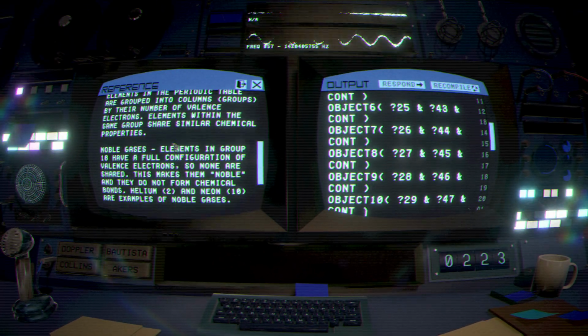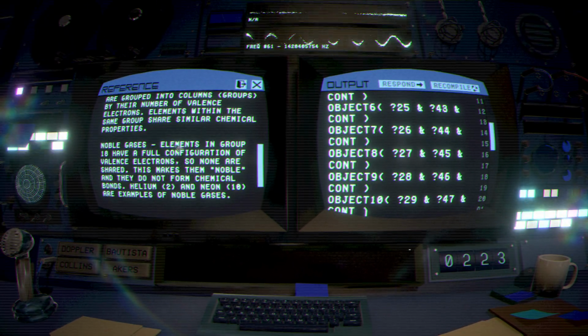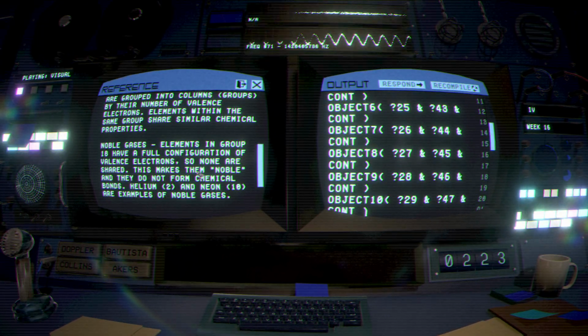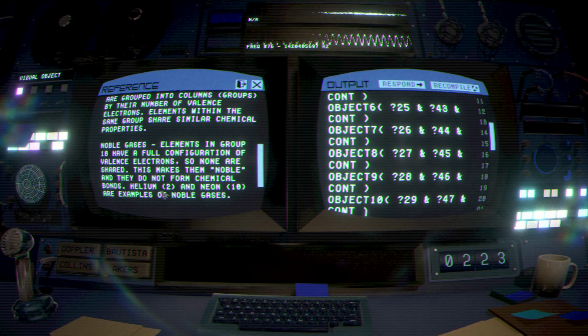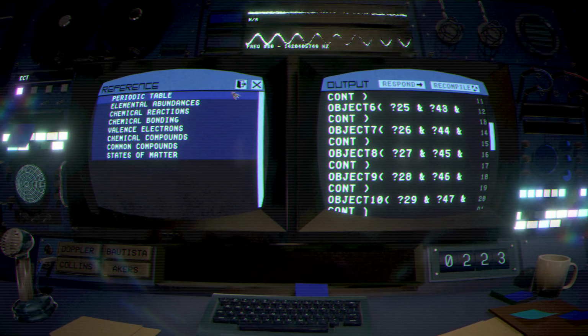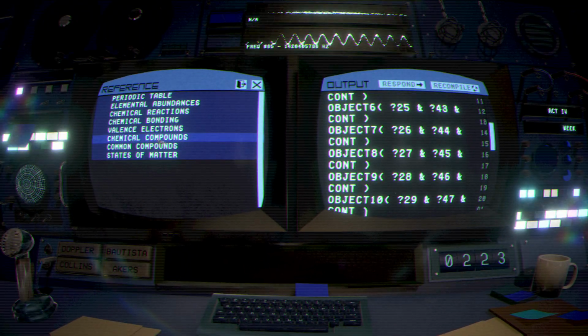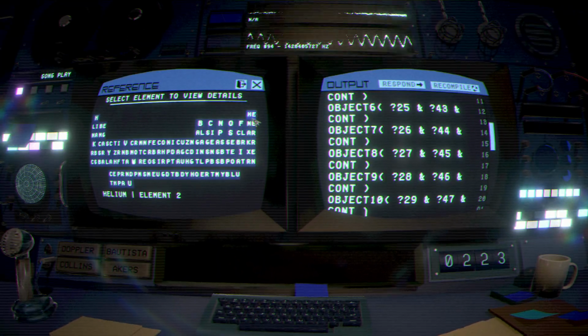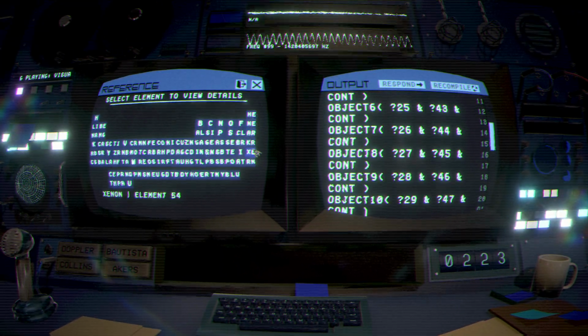Wait a minute. They said we have 18 noble gases. Elements in group 18 have a full configuration of valence electrons, so none are shared. Makes them noble and do not form chemical bonds. Helium and neon. So what does that tell us? Let's go periodic table. Look at the gases, right? 1, 2, 3, 4, 5, 6.